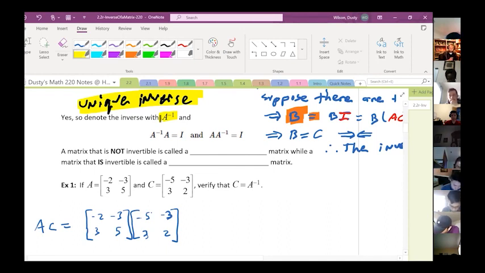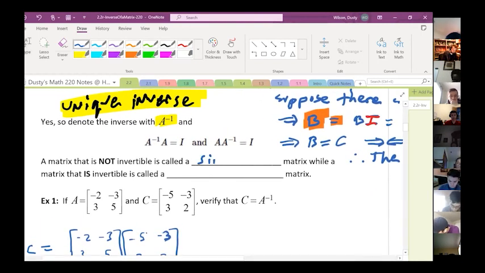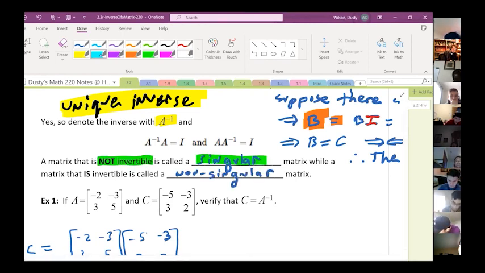So there's one example of a negative exponent, but it doesn't really mean negative exponent in the same way. A matrix that is not invertible is called a singular matrix, while a matrix that is invertible is called non-singular. There's a lot of this class where we're just learning different names for the same thing. Singular means not invertible. Non-singular means invertible. Just a different word for it.